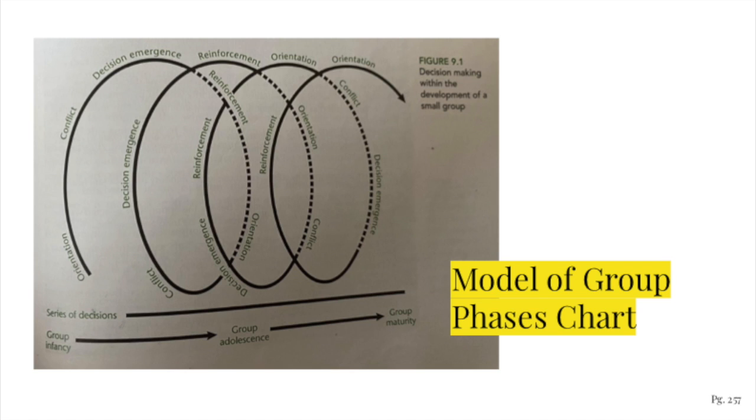The process of group phases continually repeats, and as more problems arise, the more the spiral moves forward. But what is unique about this is the time axis on the bottom. As time moves forward and more decisions are made, the maturity of the group rises.